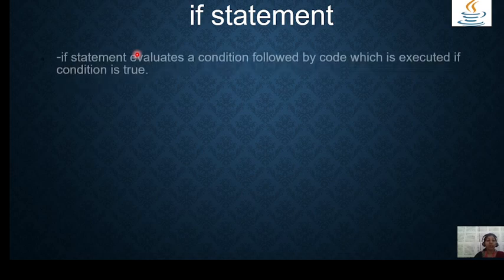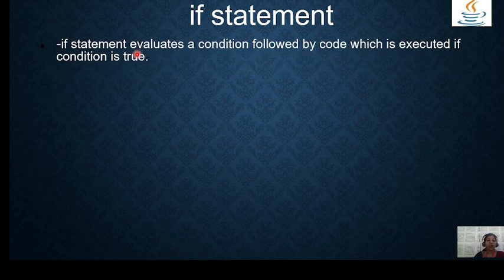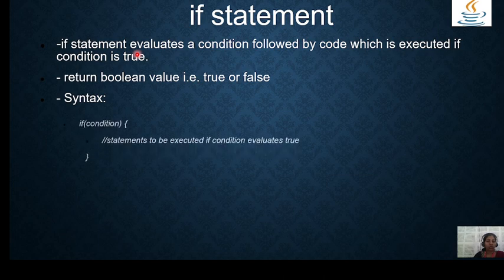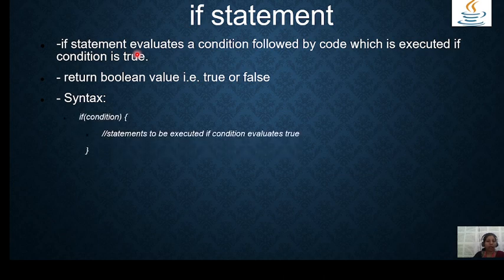The first statement is the if statement. So what is the if statement? The if statement evaluates a condition. We have to give the criteria, followed by code which is to be executed if and only if the condition in the if returns true. It returns a boolean value, either true or false. So what is the syntax? if, the condition, and in the curly brackets the statements which are to be executed if the condition returns true.